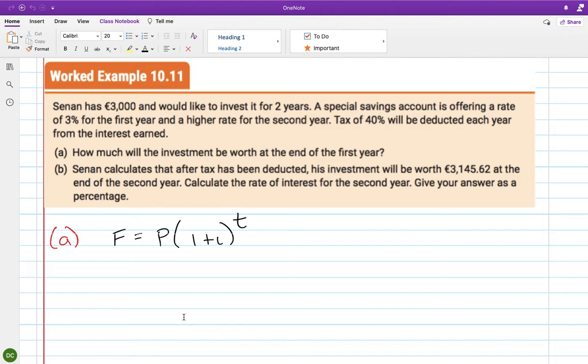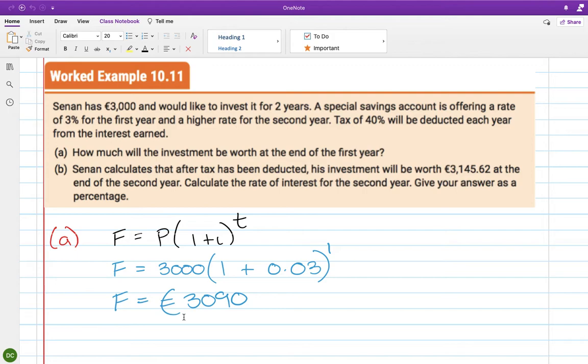We want to know what the investment will be worth at the end of the first year, so that's F. P is the money invested, which is 3,000. 1 plus the interest rate is 0.03, and we're just doing 1 year. So bracket, type that into your calculator, and at the end of the first year you get a final value of €3,090.